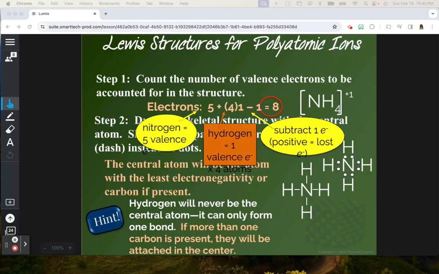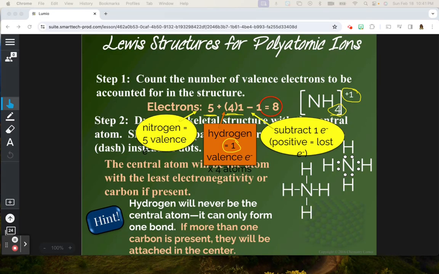So to move right along, here we have the first step. The first step is to count the number of valence electrons to be accounted in the structure. And nitrogen has 5. Hydrogen has 1 valence electron, but because there's 4 of them, we multiply 1 with 4. It gives us a total of 9, but we only can have up to 8, so we have to minus 1. Therefore, that's how we get this positive charge on this polyatomic.